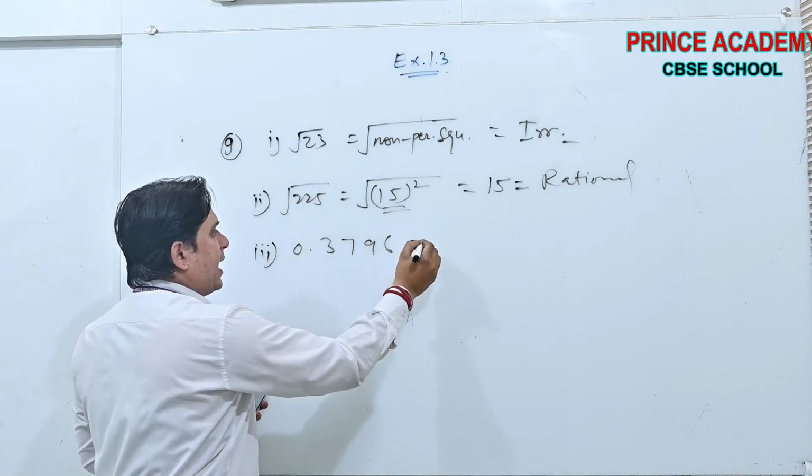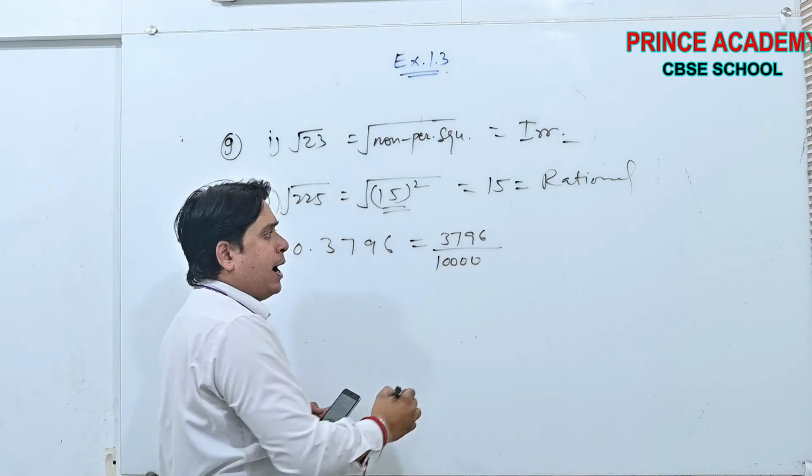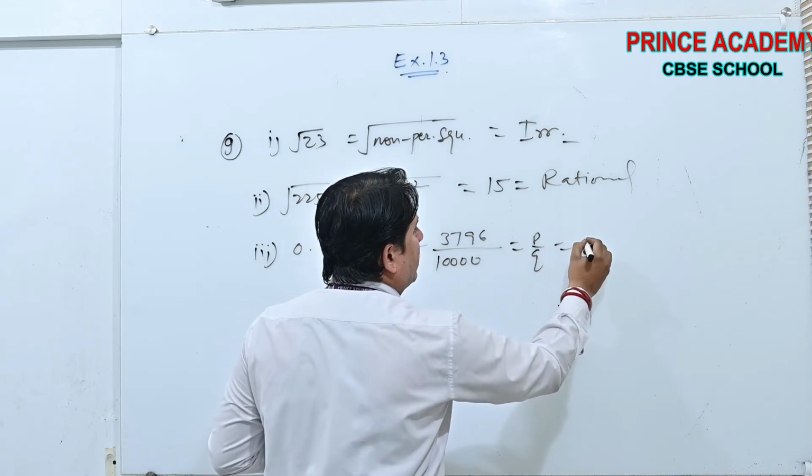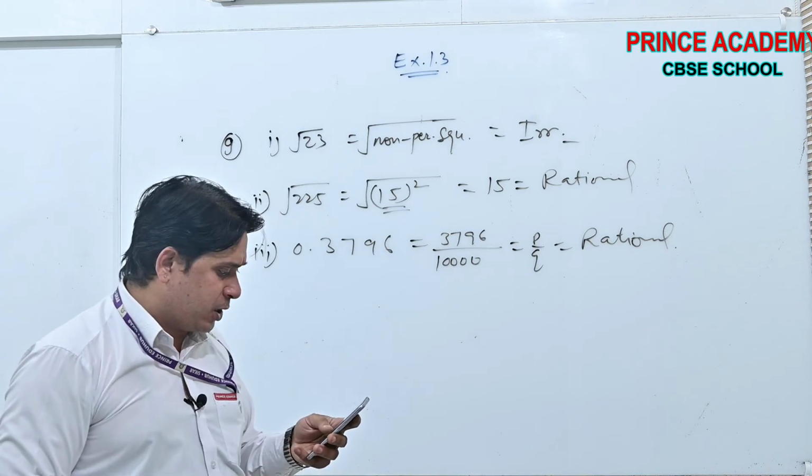0.3796. Can I write this as 3796 by 10000, four zeros? And what is this? P by Q form. It means this is rational. Yes or no? This is rational.